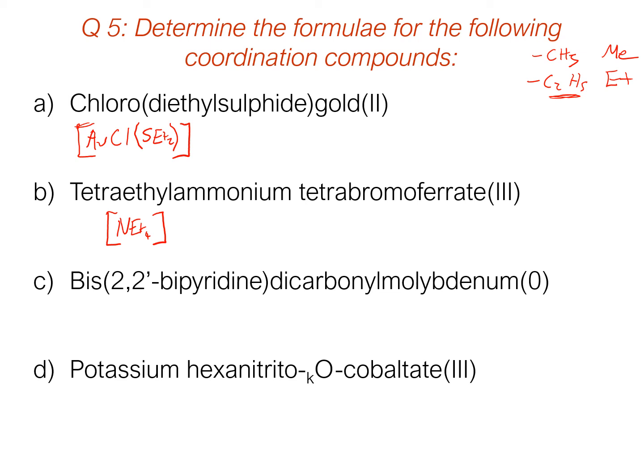And then the anion this time is the metal complex ion. So open up the brackets, ferrate, which is iron. So let's put Fe first. Tetrabromo, so it's just 4 bromide ligands. So Br4.